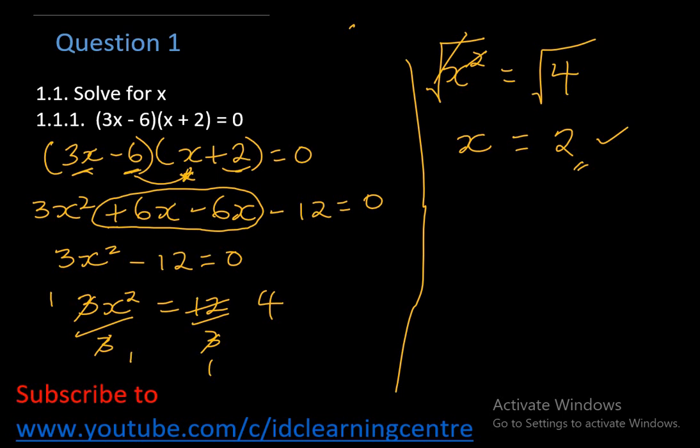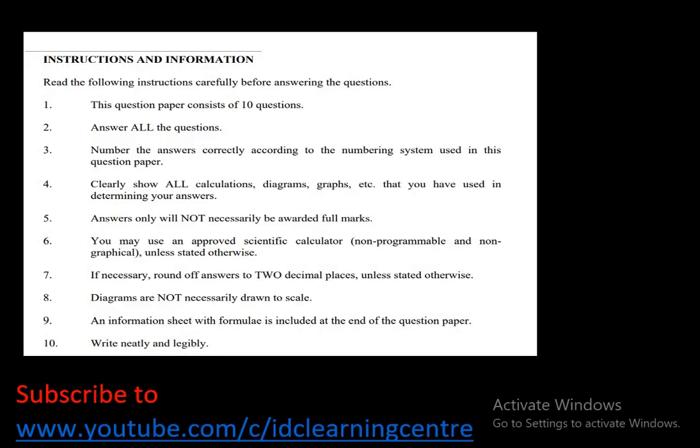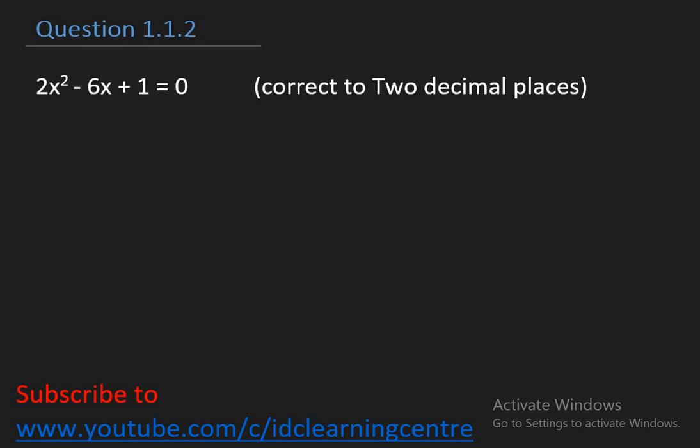Alright, let's take the next question, which is question 1.1.2. Solve for x as well. Remember, we have the questions here under 1.1. So we are taking the next: 2x squared minus 6x plus 1 equal to 0. You are meant to answer correct to 2 decimal places.